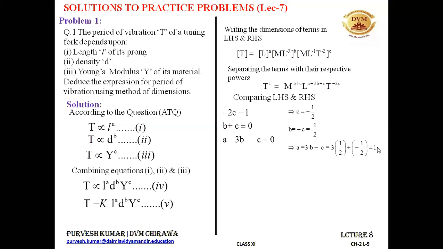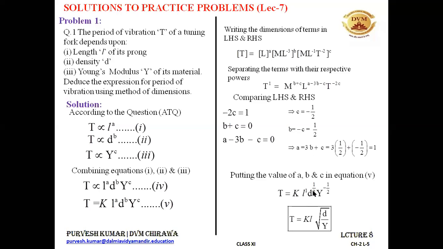All right. Now you have to put these values in equation number 5. That's what we are doing in these type of questions. So putting these values in equation number 5, you can write it like this, that T is equal to K L with power 1, D with power b, b is what? Half. And Y with power c, c is minus half. So you can write it like this: T is equal to L to the power 1, D to the power half, that is b, and Y to the power minus half, that is your c. The power is negative, it will go into the denominator. So you can write it like this.